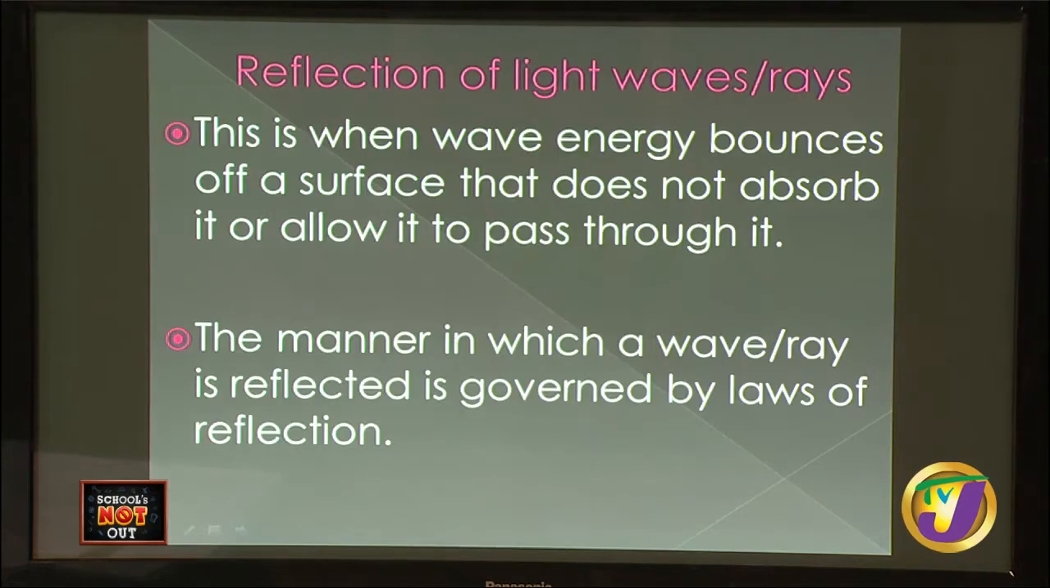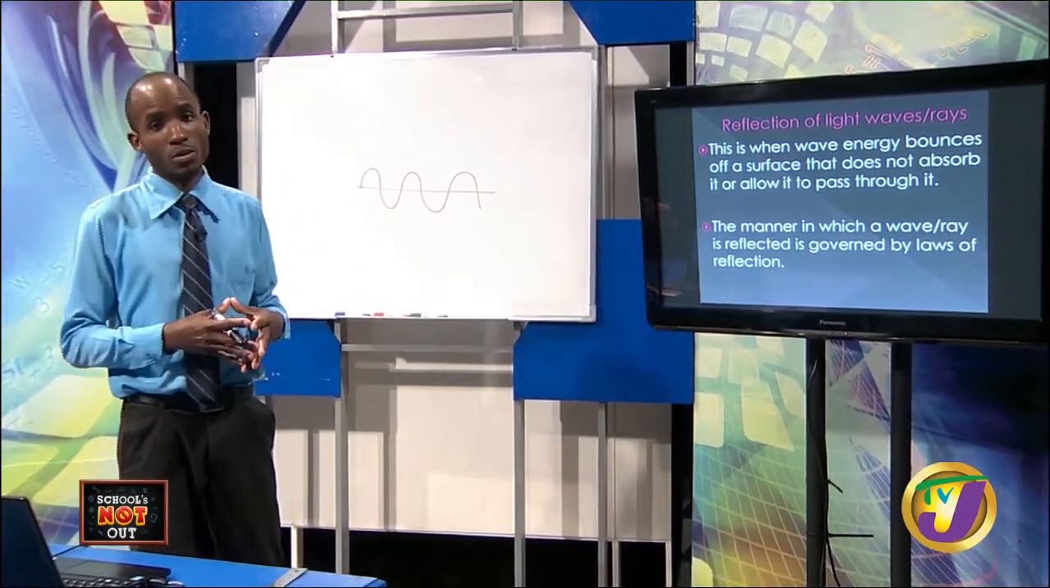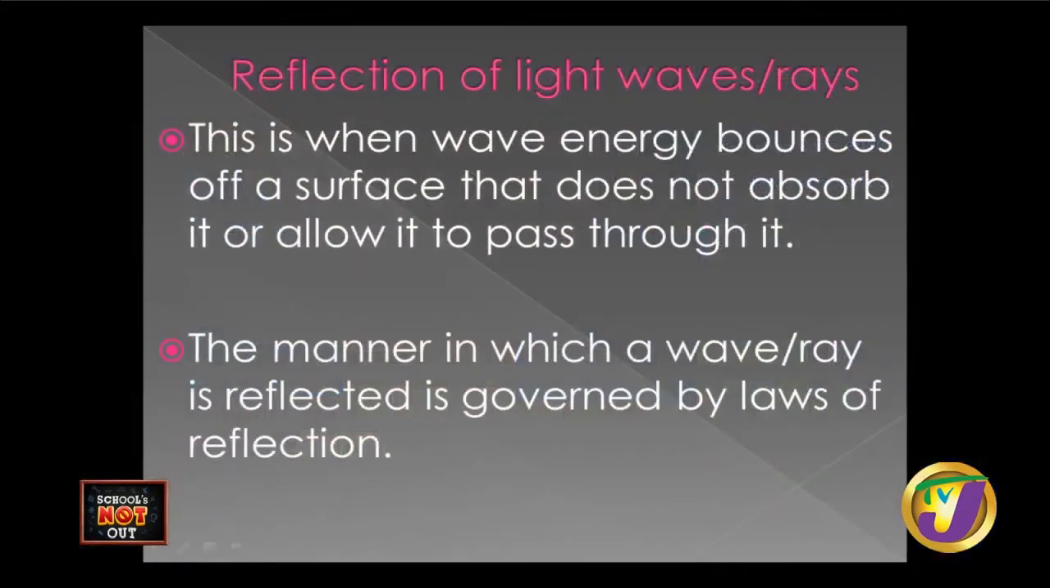Now, let's look at reflection a bit. This is where wave energy bounces off a surface that does not absorb it or allow it to pass through. So one, the surface that it hits, for it to reflect, cannot absorb it. And two, it cannot pass through it. So for reflection to take place: no absorption, no passing through.